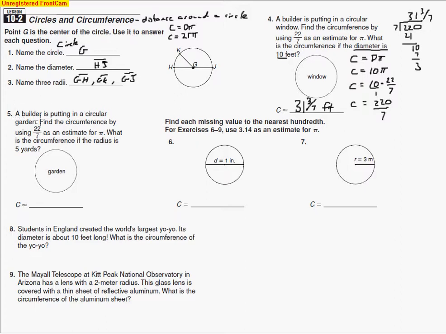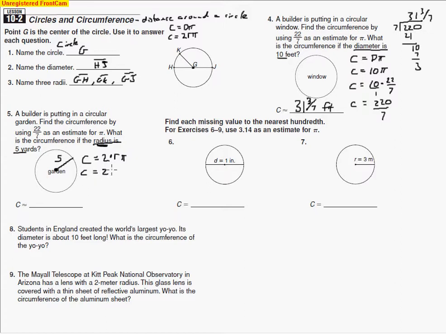Another one: a builder is putting in a circular garden. Find the circumference by using 22/7 as an estimate for pi. It says this time the radius is 5. Now, the radius goes from the center to the curve of the circle. So note that they said radius this time. So when we do this, we need to double that radius to find out what the diameter is. So our circumference, we're going to do 2r times pi. 2r to find out what the diameter is. So let's go ahead and substitute our number in there.